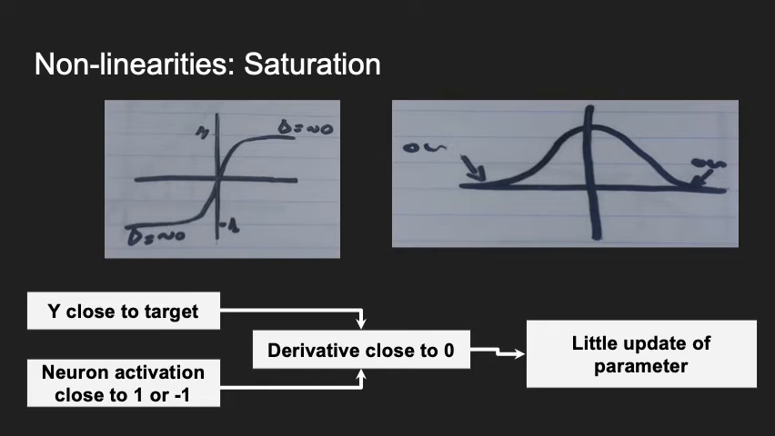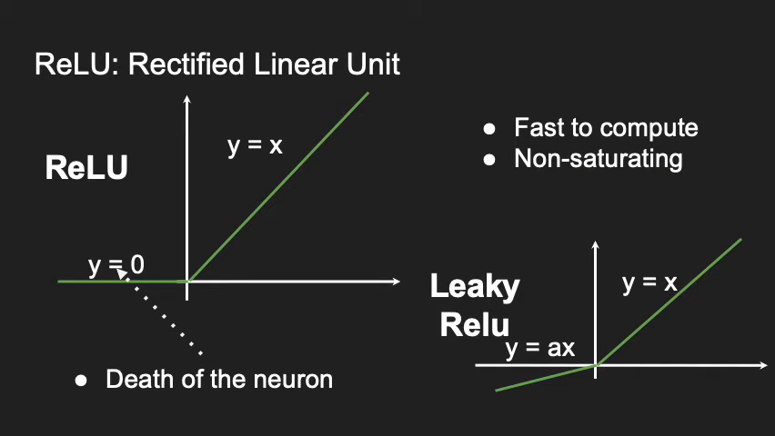Here we have a presentation of tanh on the left. You can see that if you are at 1 or -1, the derivative is basically 0. So now the problem is that we have two cases where the derivative is basically 0. The first one is that you're very close to your target, and the second one is that your neuron is just saturating. In both cases, it's exactly the same thing for the network: the derivative is close to 0, so there's little update of parameters, and the learning basically stops.